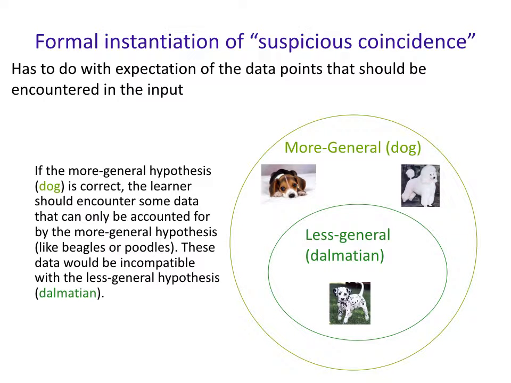So formal instantiation, when we think of this in terms of hypotheses and hypothesis spaces, has to do with your expectation about the data points you should be seeing if fep means one thing versus another. So let's consider two hypotheses: a more general hypothesis that fep can refer to any kind of dog, and a less general one that can only refer to Dalmatians. If the more general hypothesis, dog, is correct, then we should expect to see some data that can only be accounted for by it. We should expect to see a beagle labeled fep or a poodle labeled fep. These data would be incompatible with fep just referring to Dalmatian, right?